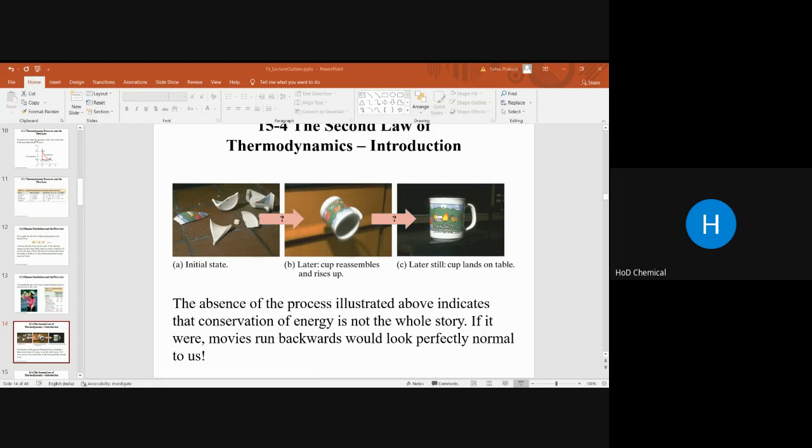Now the fifth last part is heat engines. The Carnot engine was created to examine the efficiency of heat engines. It is highly idealized.